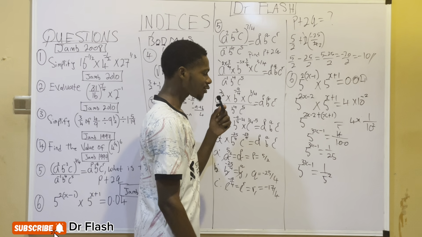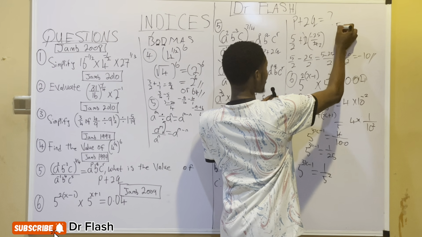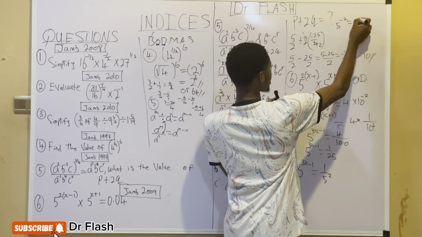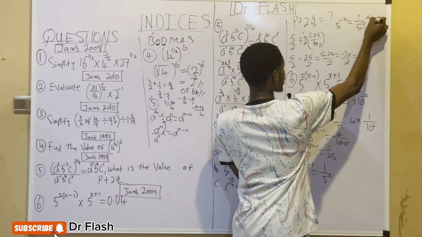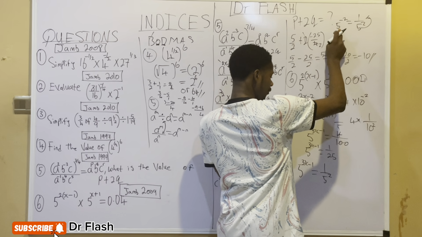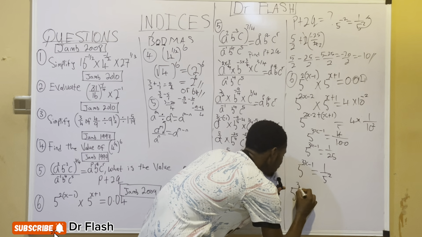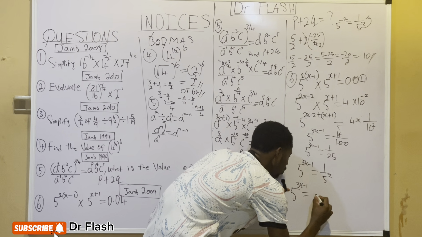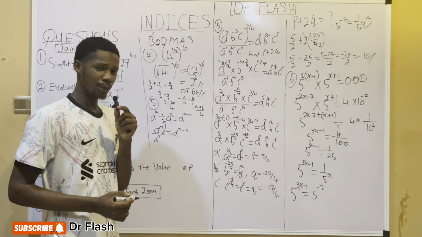We can take 5 squared to the top. Remember, if we're having 5 raised to the power minus 2, it is 1 over 5 squared from the laws of indices. I can choose to take this one to the top to give you what we had initially. So this becomes 5 raised to the power 3x minus 1 equals 5 raised to the power minus 2. Now you can see that the bases are the same and they can both cancel out.